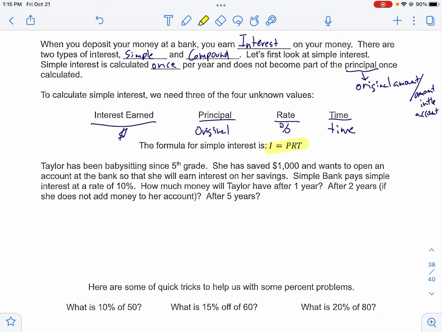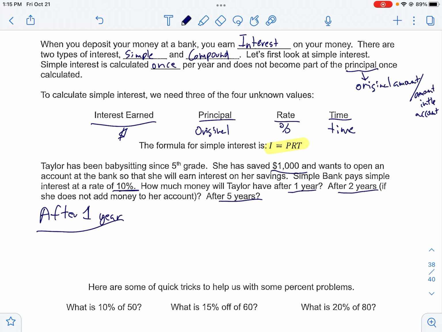All right, so we'll take a look at one example problem, and then we'll pick up and practice more on this next week. So Taylor has been babysitting since 5th grade. She saved $1,000 and wants to open an account at the bank so she will earn interest. Simple Bank pays simple interest at a rate of 10%. How much money will she have after 1 year, after 2 years, and after 5 years? All right, so we can already tell there's actually 3 questions.